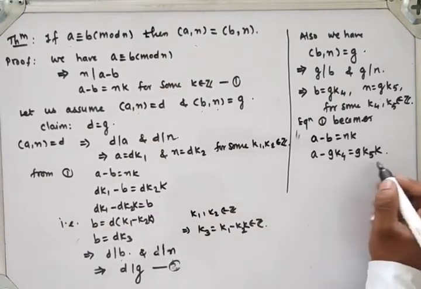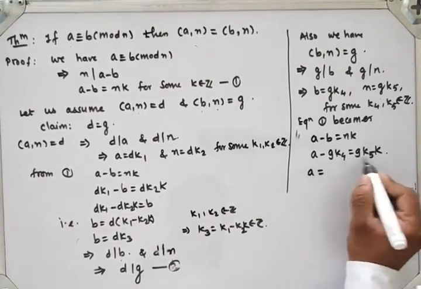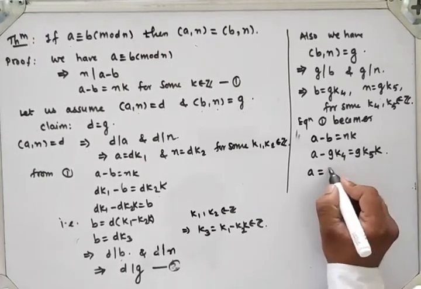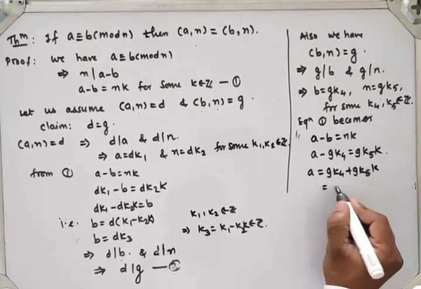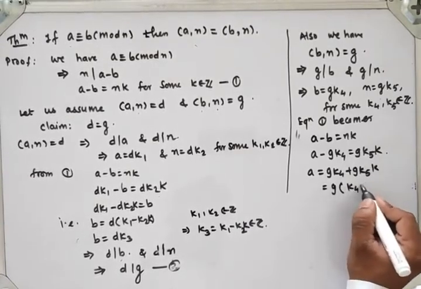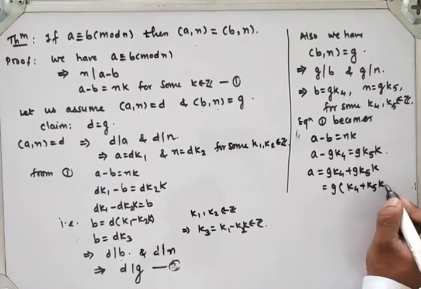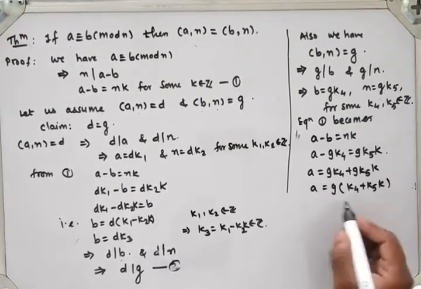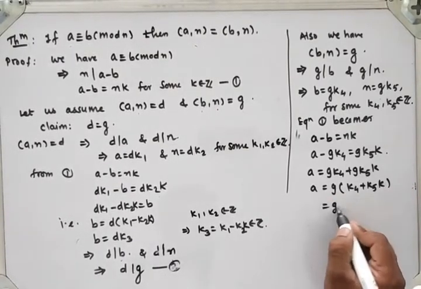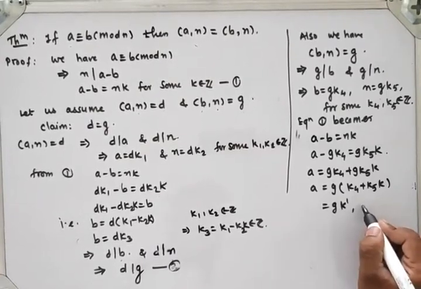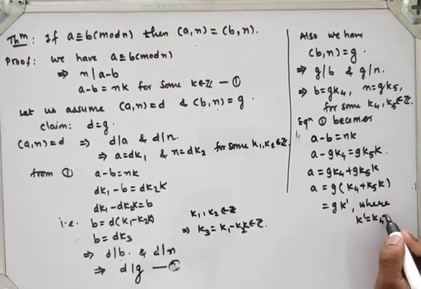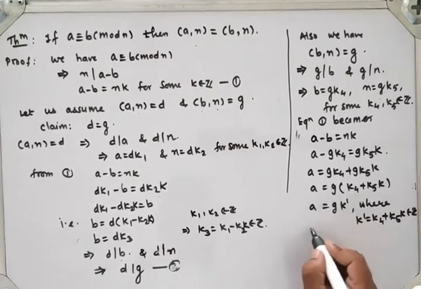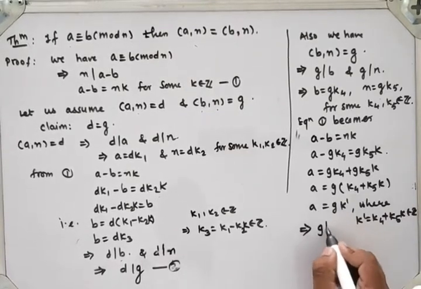So here I get a is equal to, I will take g k4 outside. So g k4 plus g k5 into k. Take g outside, so k4 plus k5 k. So a is g into k dash, where k dash is equal to k4 plus k5 k, which belongs to the set of integers. So here, by using the definition, g divides a.